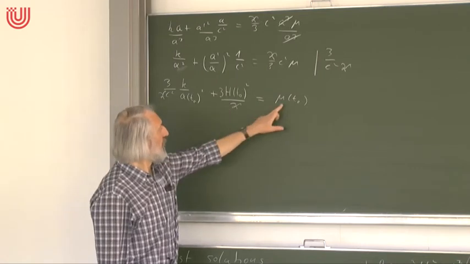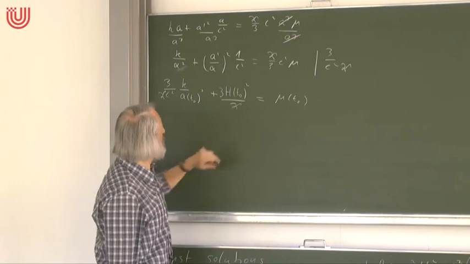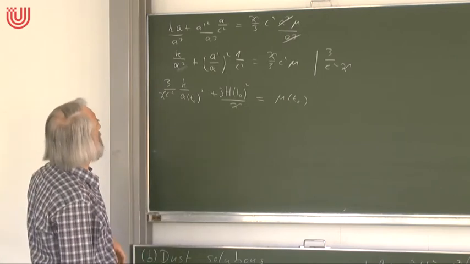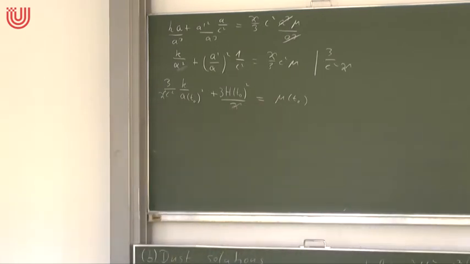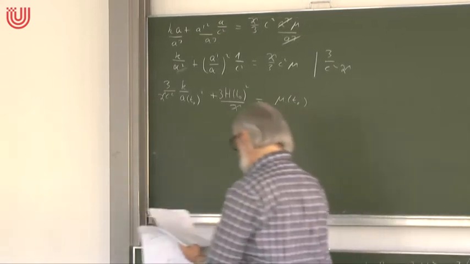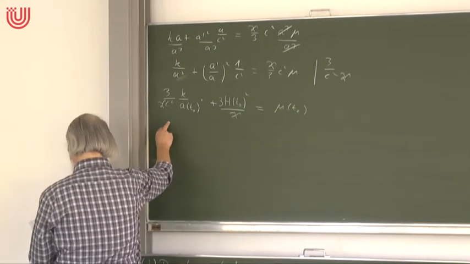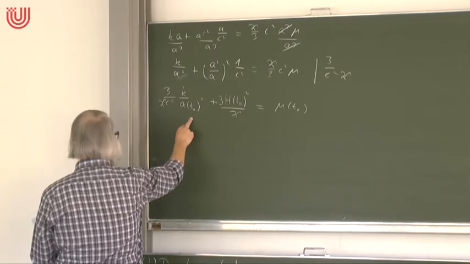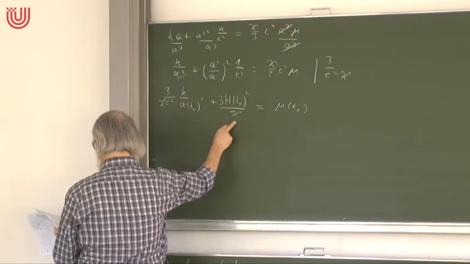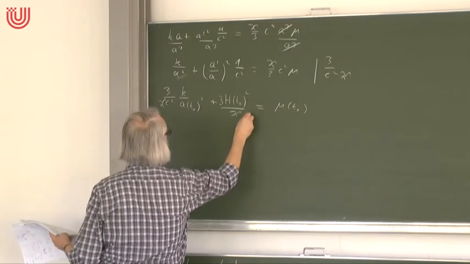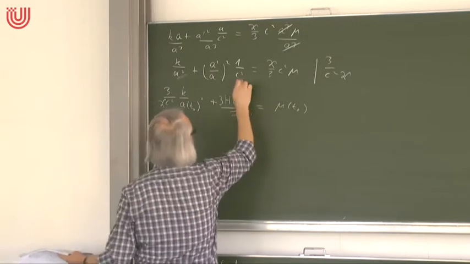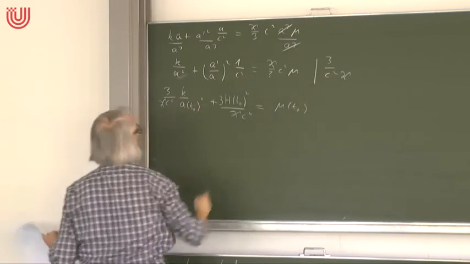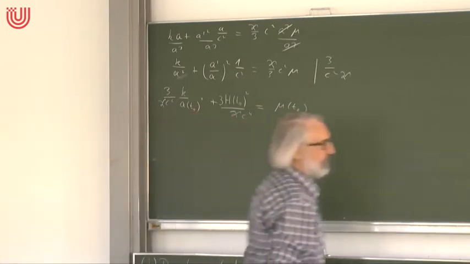So, is the mass density dimensionally correct? Let me check. It looks a bit strange to me. Mu is 3k over kappa c squared a squared. That's correct. And this is 3 over kappa. I have a c to the 4 here. Yes, of course, I get a c to the 4 here. I multiply with this. Yes, now this looks more reasonable.